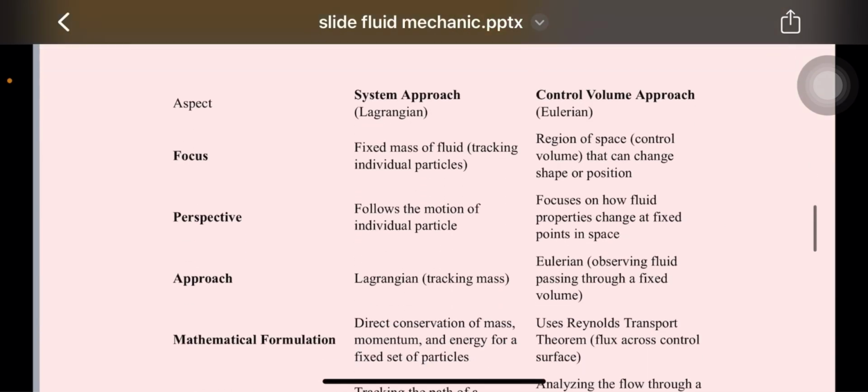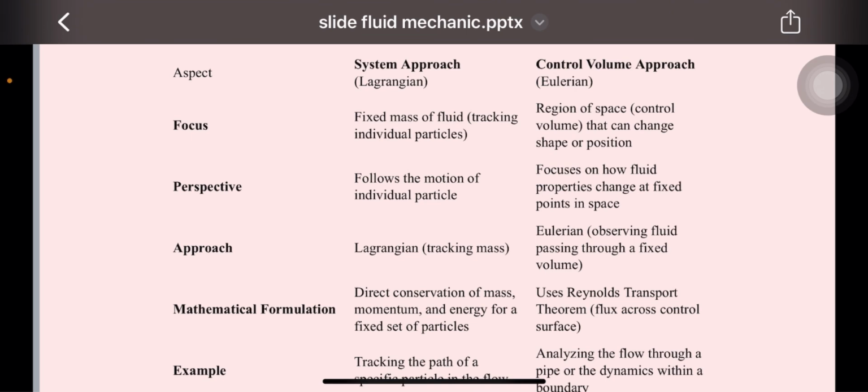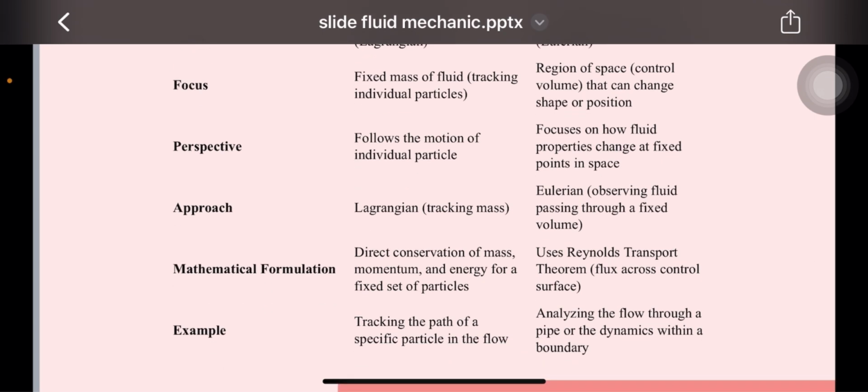And the next, the difference between the system approach and the control volume approach. The system approach focuses on a fixed mass of fluid, tracking individual particles, while the control volume is a region of space that can change shape or position. Second, perspective: follow the motion of individual particles, versus focus on how fluid properties change at a fixed point in space. The third approach, Lagrangian, is tracking mass, while Eulerian is observing fluid passing through a fixed volume.